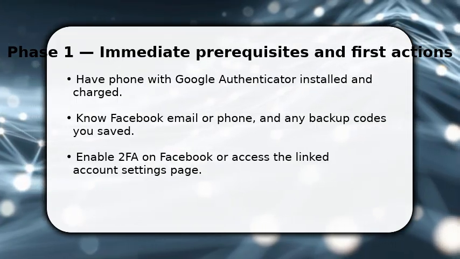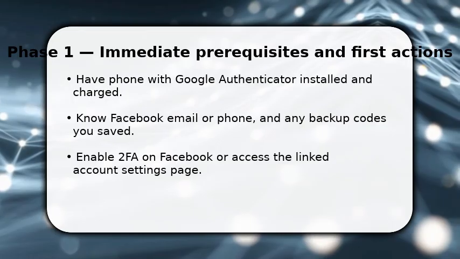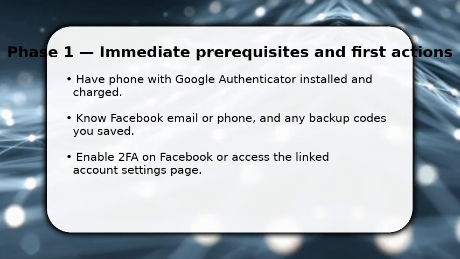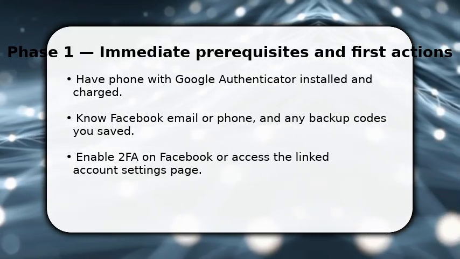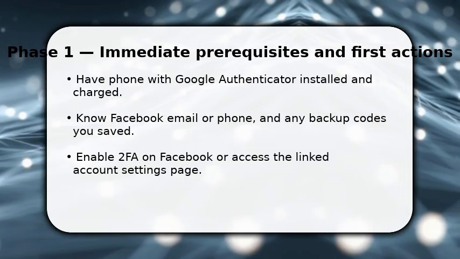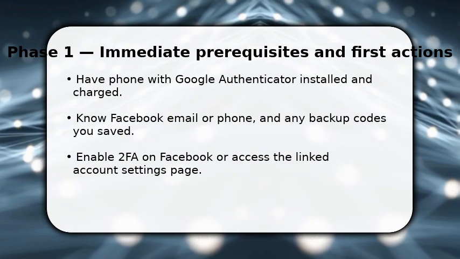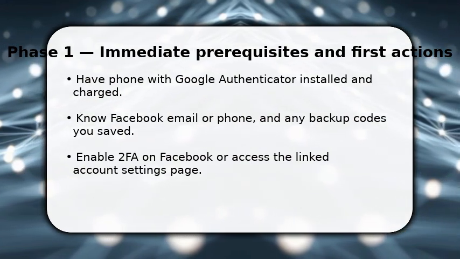Once done, go to Settings Security and Login, then find Two-Factor Authentication. Select Authenticator app, then choose to set up or transfer. This triggers a QR code or key. Note it. You do this so the Authenticator can generate the one-time codes Facebook expects during recovery.